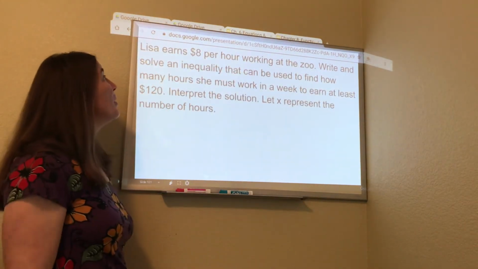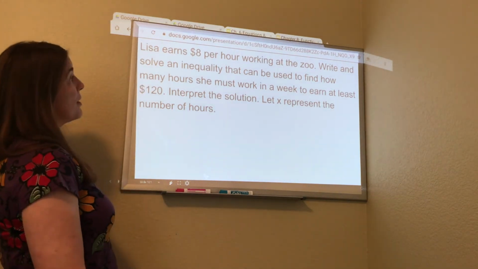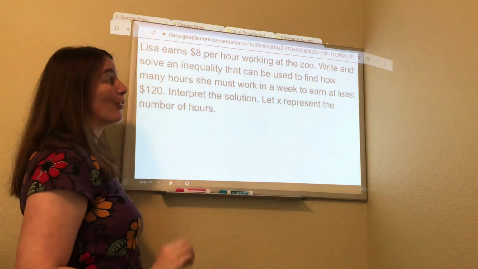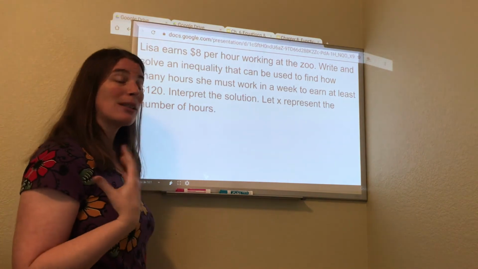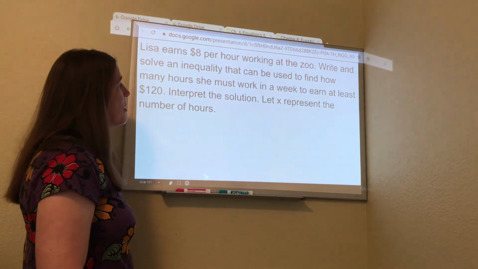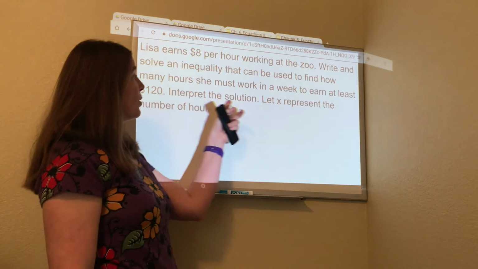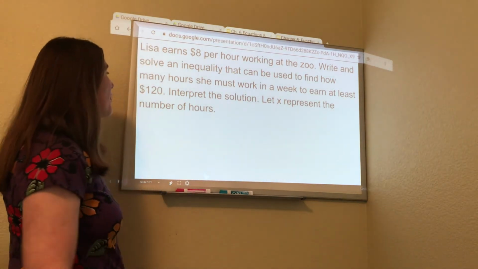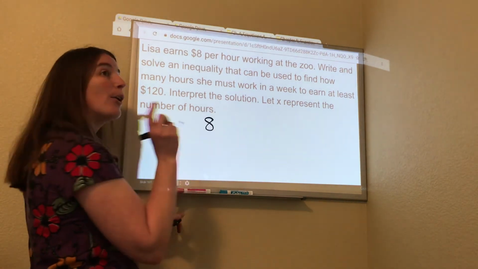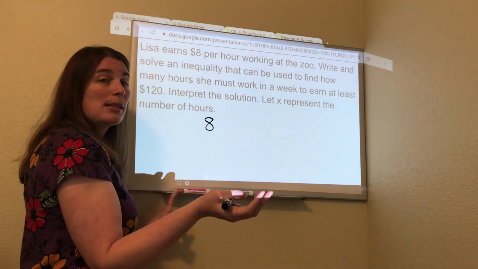Here is our word problem. Lisa earns $8 per hour working at the zoo. Write and solve an inequality that can be used to find how many hours she must work in a week to earn at least $120, or equal to it, so it can be 120. Interpret the solution. Let x represent the number of hours. If she works 1 hour, she would get $8. 2 hours, she would get 16, and so on and so forth.